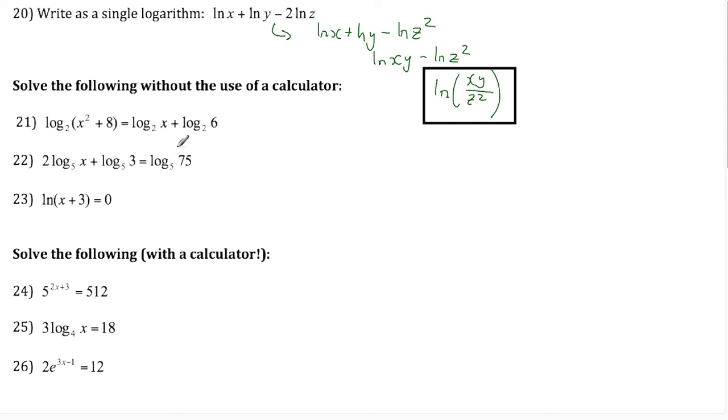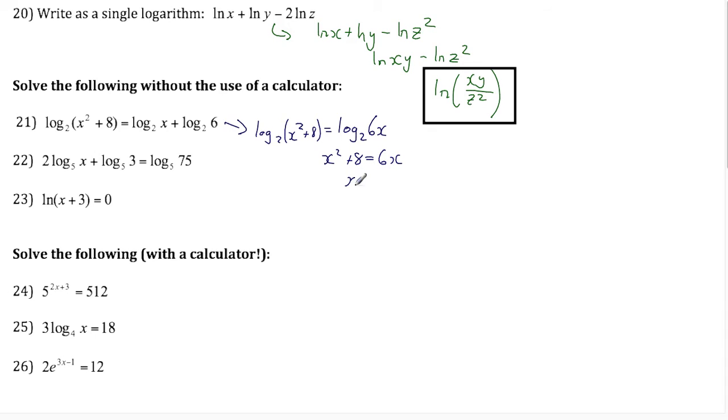Here we can solve without using a calculator. This is going to be the same deal where we're using these properties. So here, I have log base 2 of x squared plus 8. I can condense these two because they both have the same base that I'm adding. X times 6 is going to be 6x. Base 2 means if the logs are the same, then what I'm taking the logs of must be the same. So that means that x squared plus 8 is equal to 6x.